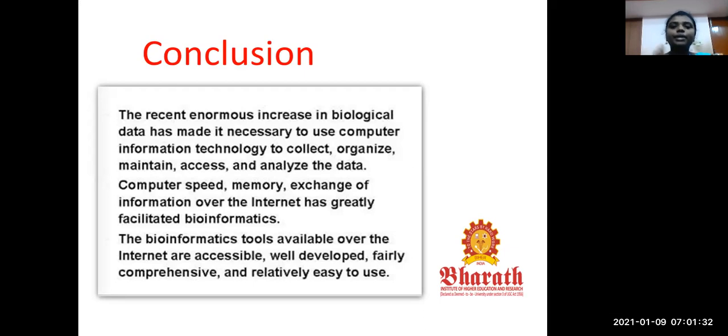So here the main use is to collect, organize, maintain, and also access and analyze the biological data. And the second main important thing is computers, so its speed, memory, and the exchange of information over the internet. These are quite interesting and very much useful for the biologists to transfer these data. And the other things, like bioinformatics tools available over the internet, are accessible, well developed, fairly comprehensive, and relatively easy to use.